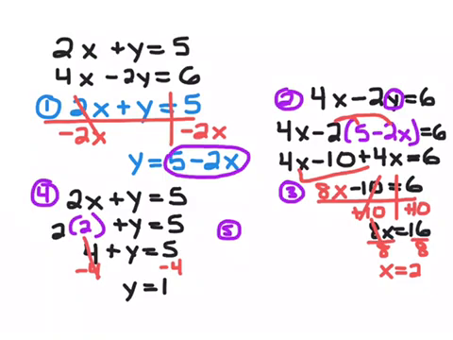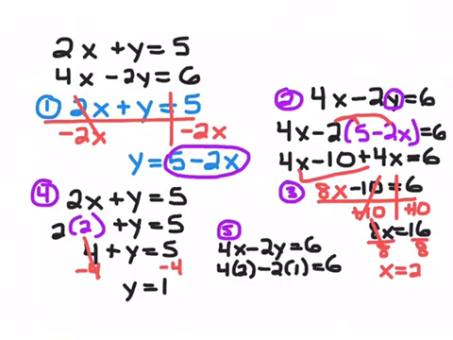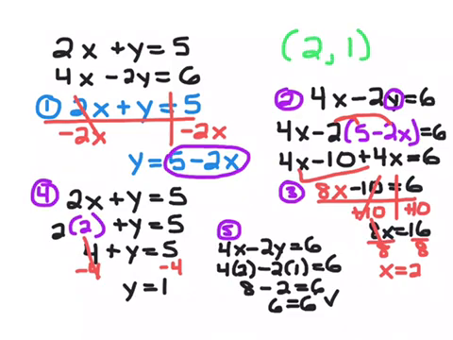So if we take the equation 4x minus 2y equals 6, and we plug in our x equals 2 and our y equals 1, we should get a solution of 6. 4 times 2 is 8, minus 2 times 1 is 2, and 6 equals 6. Therefore, our solution is the ordered pair 2, 1.